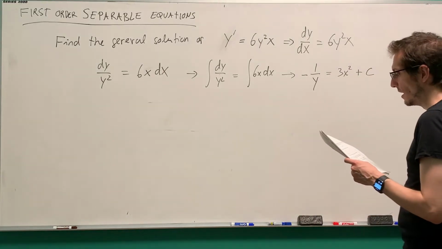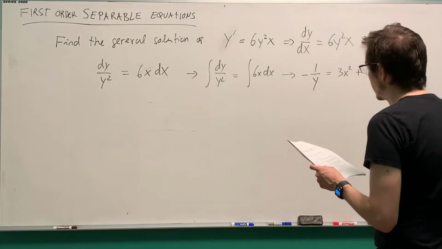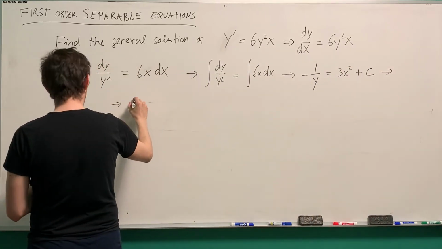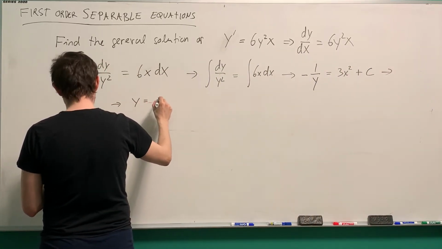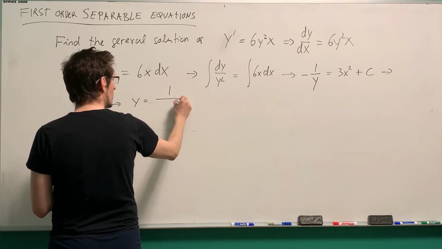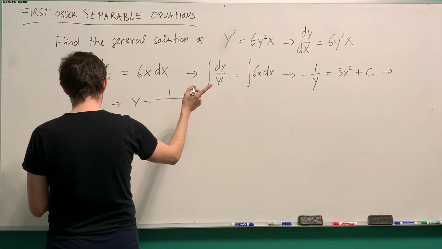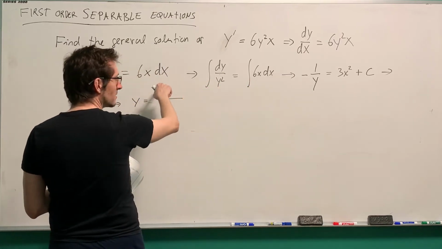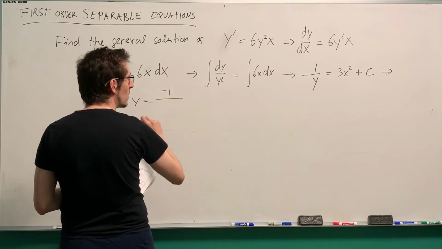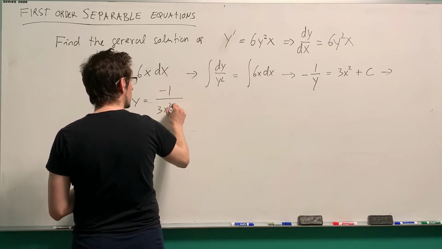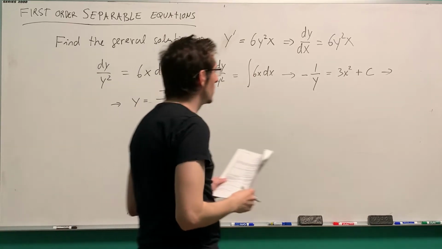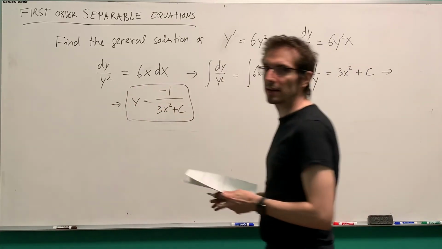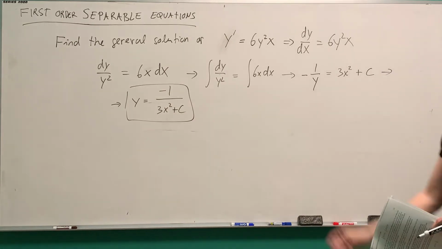All that is left to do is find y as a function of x. So we just invert the equation, and we get that y of x is 1 over, what do I have here? Yeah, so 1 over, with the minus on the other side, so maybe I can write minus 1 over 3x squared plus c. All right, and we're done. This is the solution to this equation. Easy, right? Okay, let's do another.